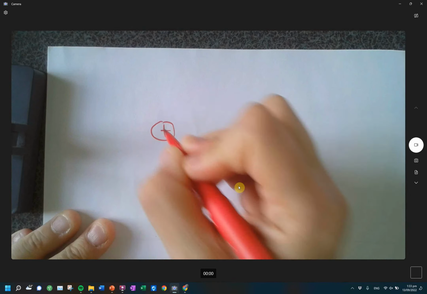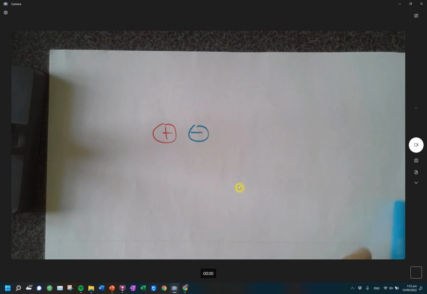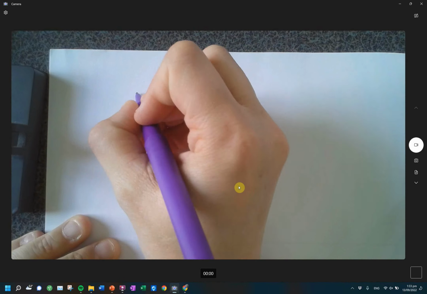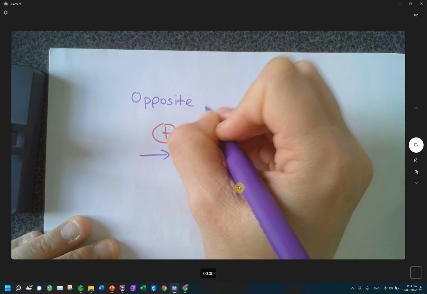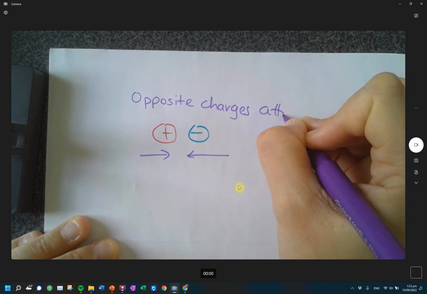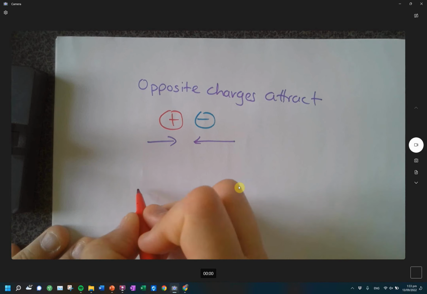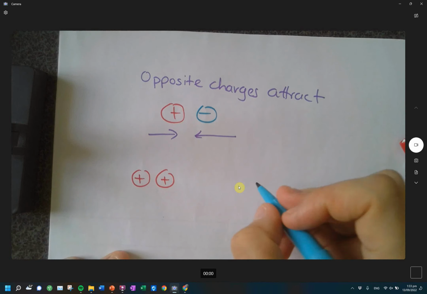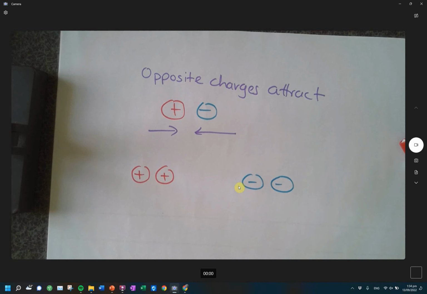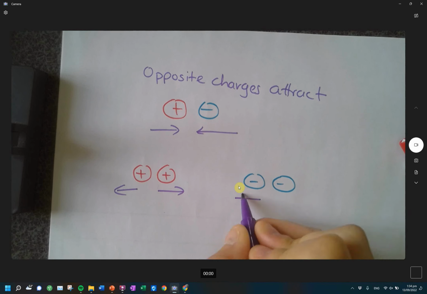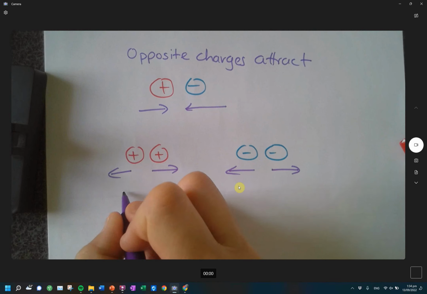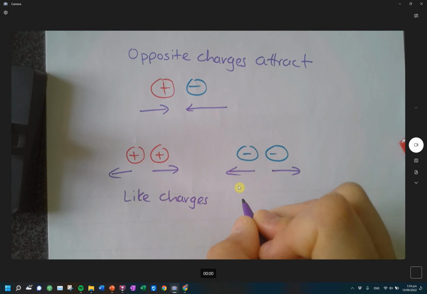All right. So, the things that we have learned today: opposite charges attract. So if I have a positive and if I have a negative, those two things will attract together. So you guys should be writing this down. If I have like charges, like two positives, or two negatives, they're going to repel. They're going to move away from each other. So, like charges repel.